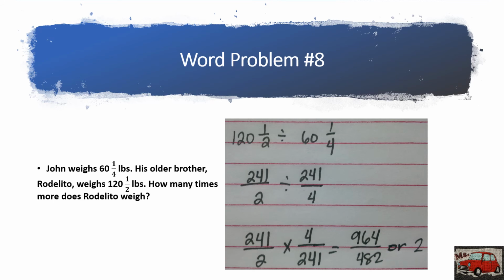John weighs 60 and 1/4 pounds. His older brother, Rodalito, weighs 120.5 pounds. How many times more does Rodalito weigh? Okay, so ang hanapin natin is gaano daw or ilang times daw na mabigat si Rodalito kaysa kay John.